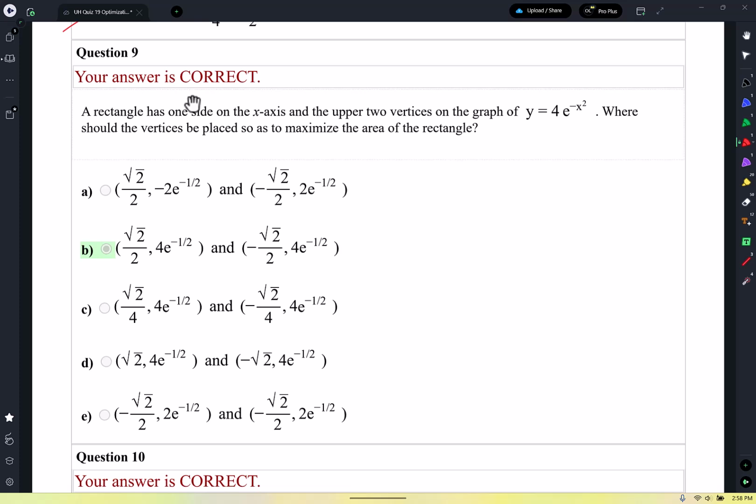Here we go. A rectangle has one side on the x-axis, and the upper 2 vertices on the graph y equals 4 e to the negative x squared. Where should the vertices be placed so as to maximize the area of the rectangle?